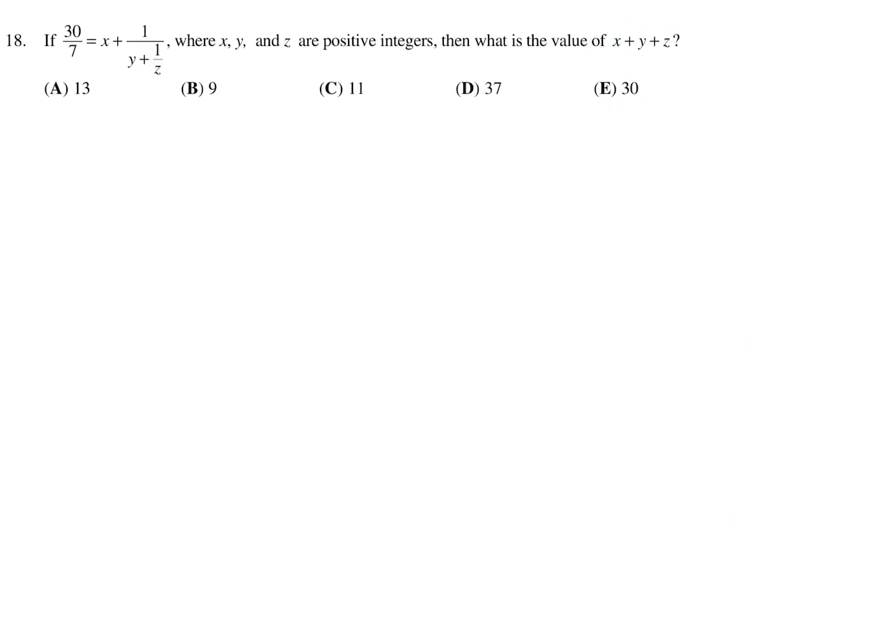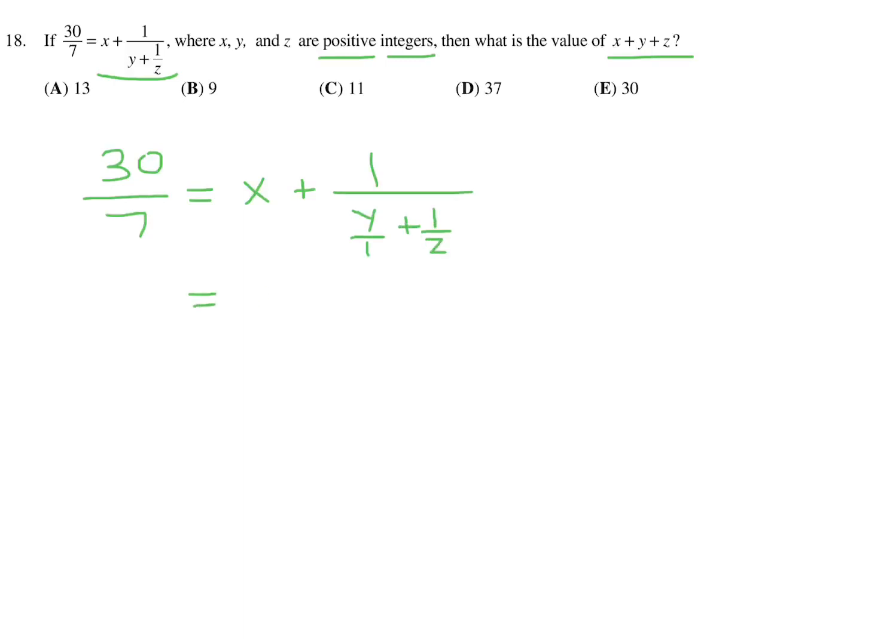If 30 over 7 is equal to this set of variables, where x, y, and z are positive integers, then what is the value of x, y, and z added together? This is going to involve a lot of algebra, so let's do this without making any mistakes. It's essentially just a bunch of fractions, but instead of numbers, we've got letters.